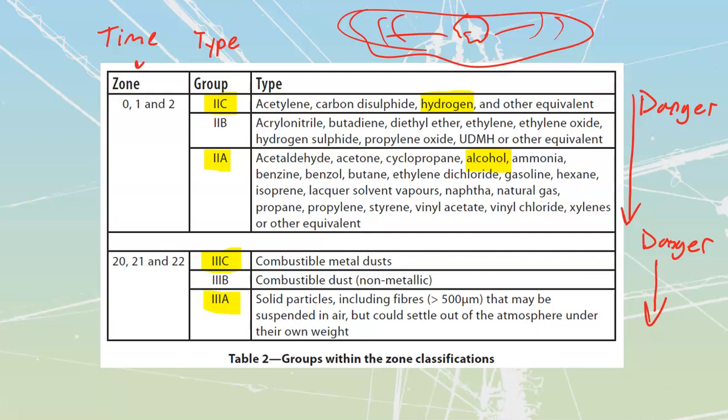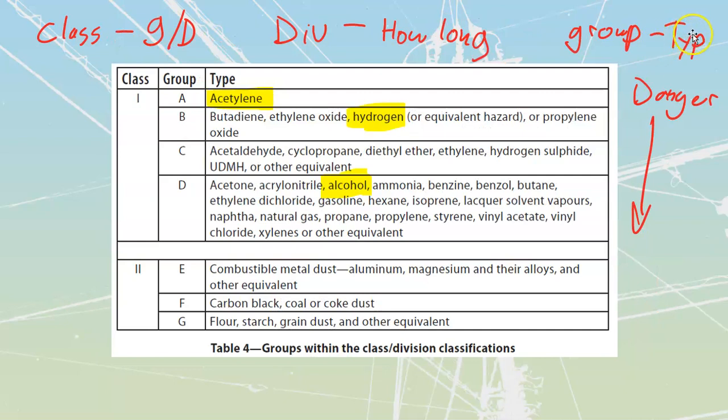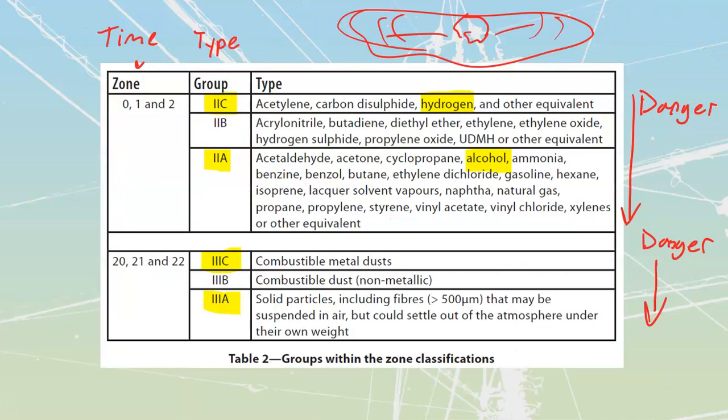Okay, I think that's all that I really want to cover out of these ones. Basically, for you as an electrician, you need to know that your zoning is the amount of time that it's going to be present. The more time, the greater the odds that something is going to blow up. And the typing is going to be defined by your group, your zone and your group. Grouping is always going to be the same, whether we're in class and div or in zoning. Grouping always deals with the type that we are looking at inside of them.